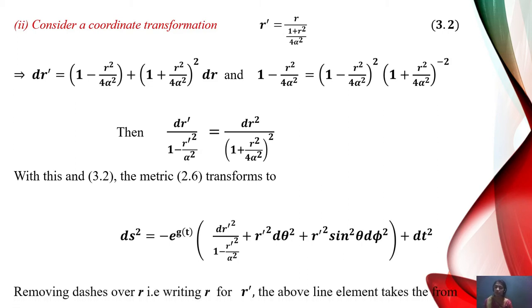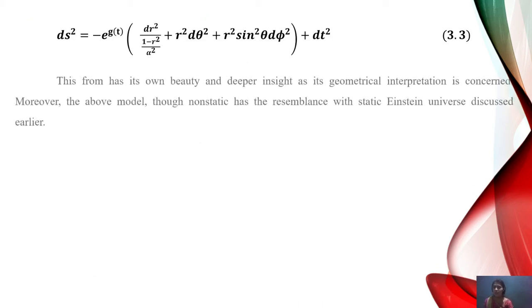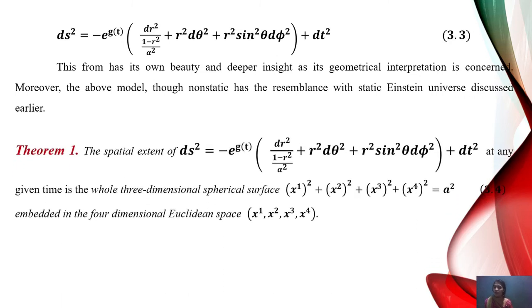In both of these equations, removing the dashes over r, that is, writing r instead of r dash, the line element will be given in this form. This is the above equation. Okay, all these values will be generated in the light of the geometrical interpretation. The above model, though non-static, resembles the static Einstein universe discussed earlier. The spatial extent of the theorem will be given.